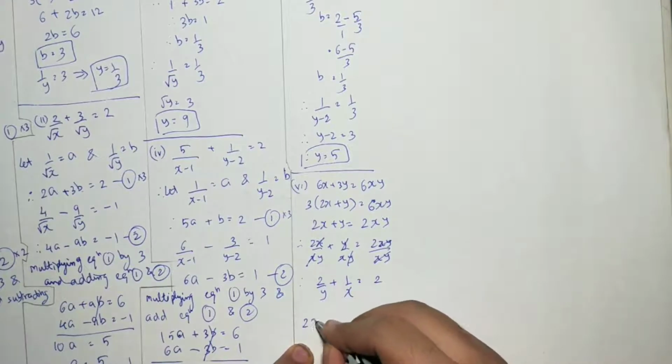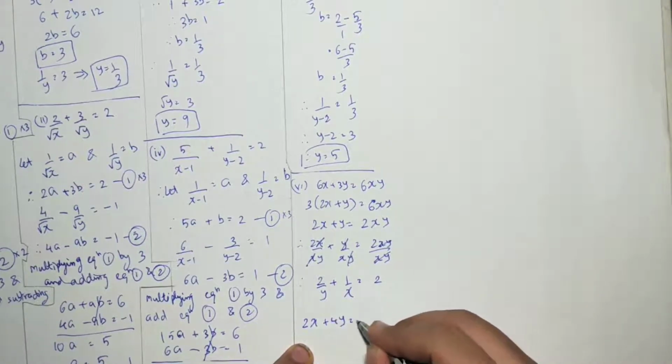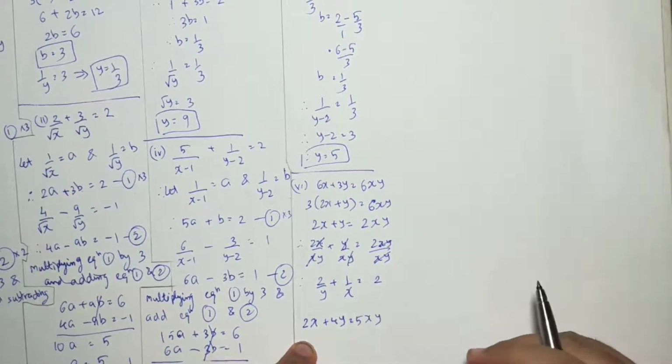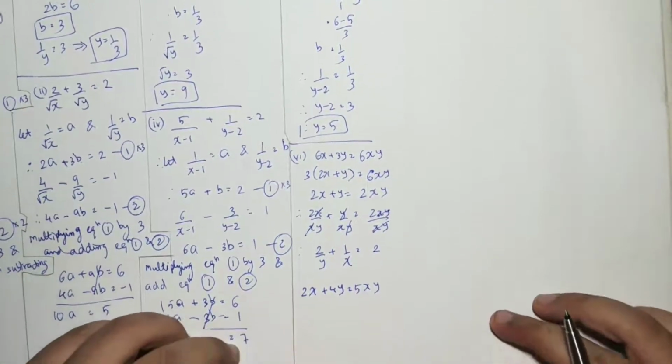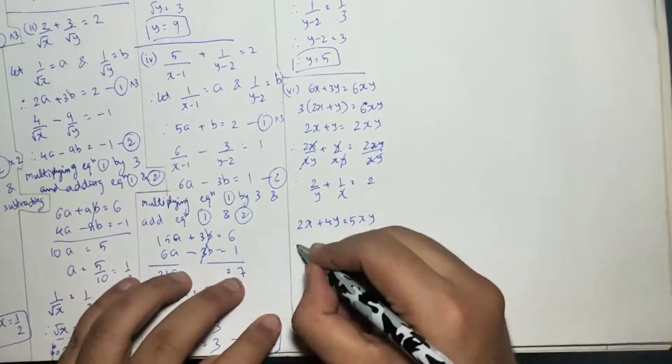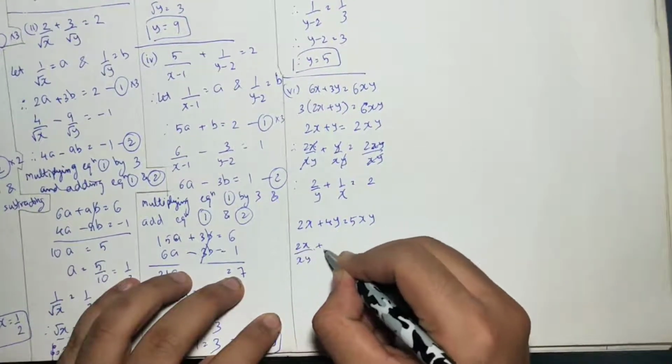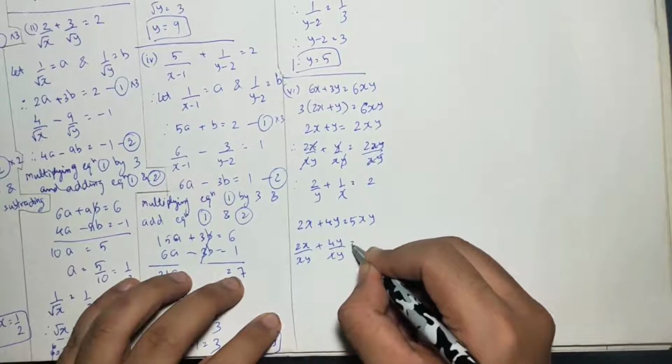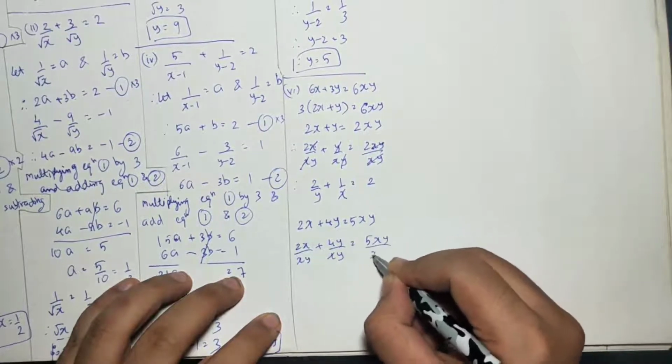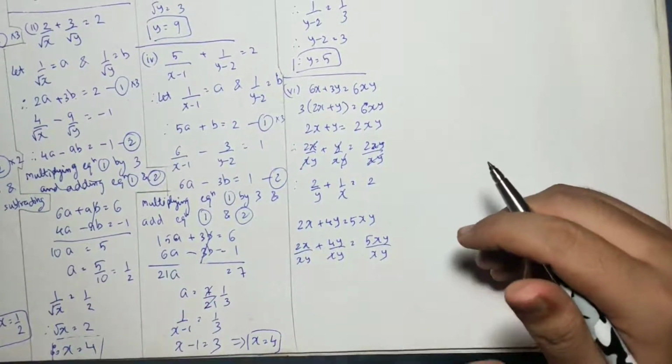Let us take the second question. 2x plus 4y equals 5xy. This was our second equation. Nothing is common, so directly divide all the terms by xy. If I divide all the terms by xy, it will be 2x by xy plus 4y by xy equals 5xy by xy.